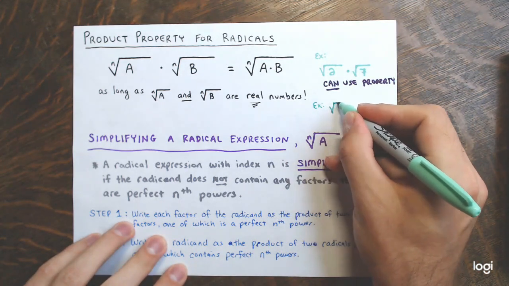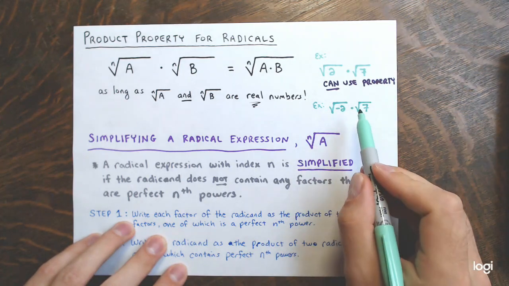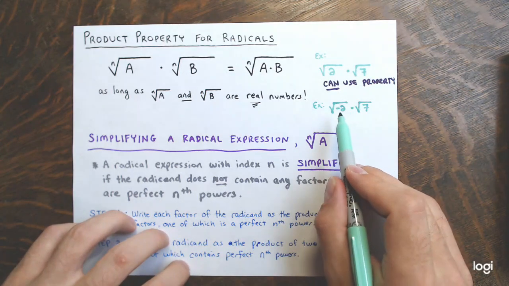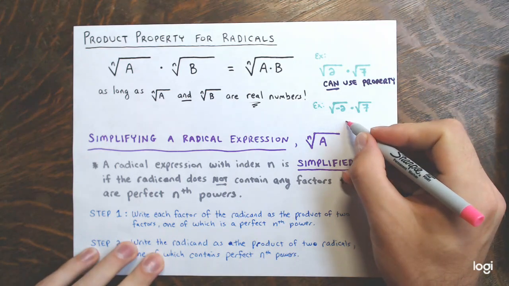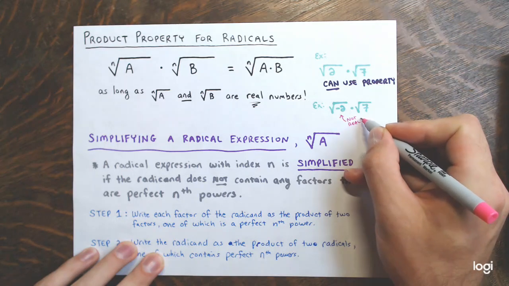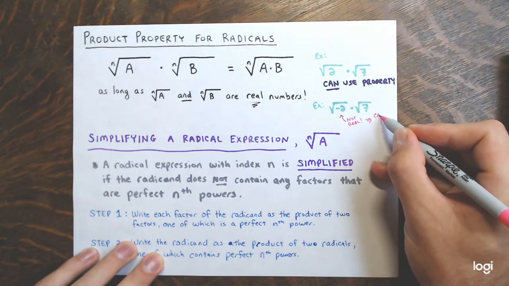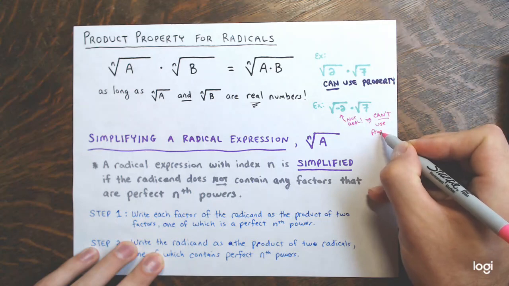But if I had, say, the square root of negative 2 times the square root of 7, just one little change. The square root of negative 2, an even root of a negative number, is not a real number. That's been discussed in several videos I've put up. So this is not real, meaning that we could not use the property. Therefore we can't use the property in this case.